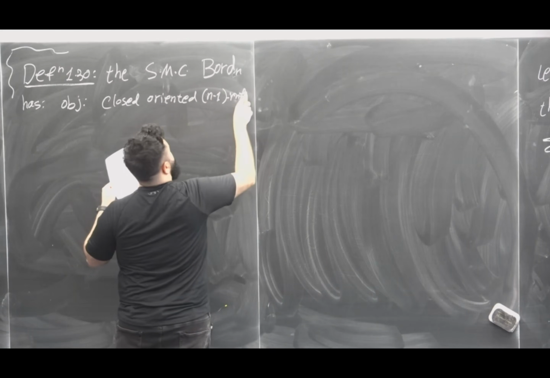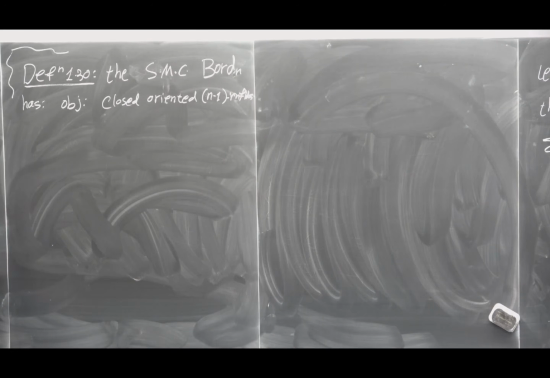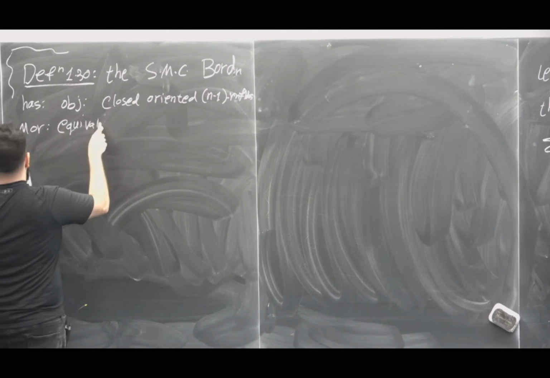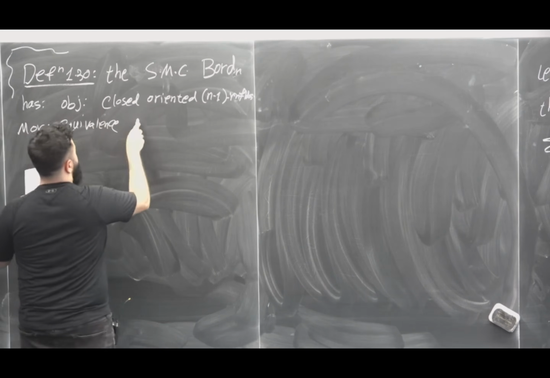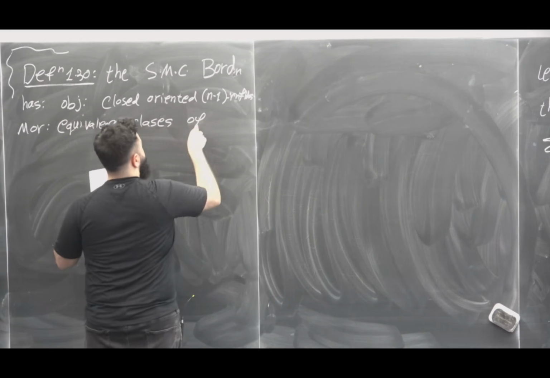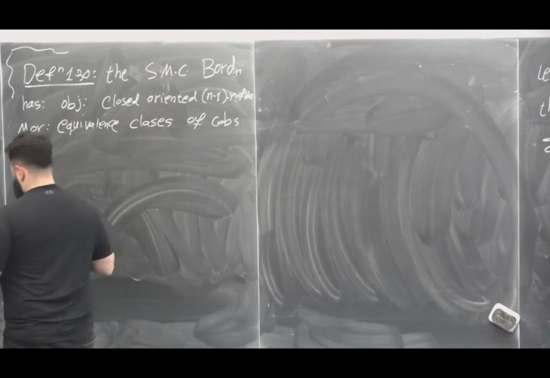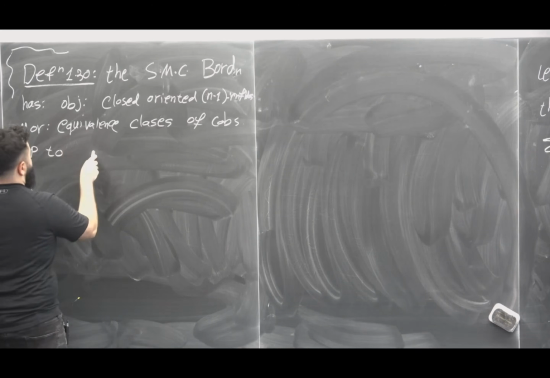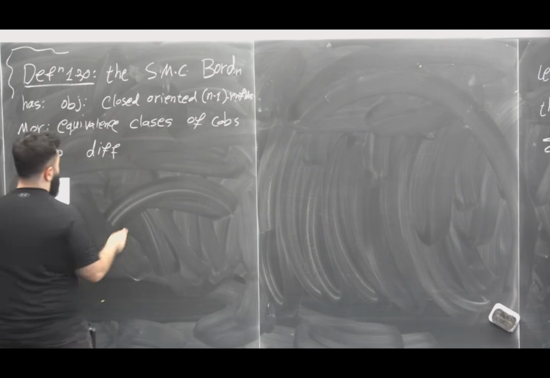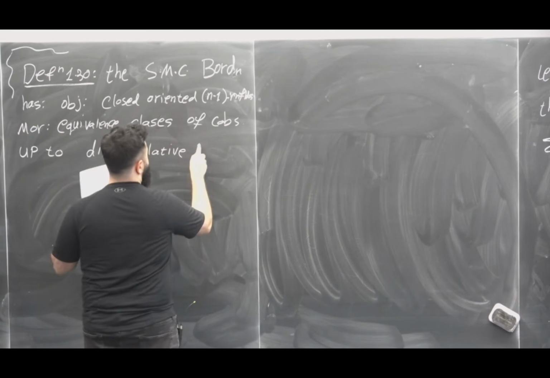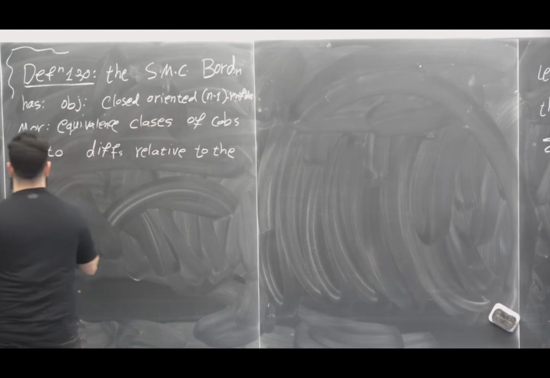So these are the objects, right? And our morphisms are equivalence classes of cobordisms up to diffeomorphism relative to the boundary.